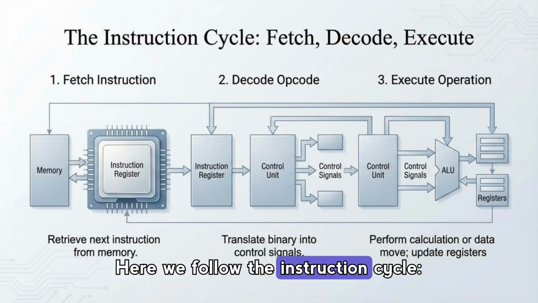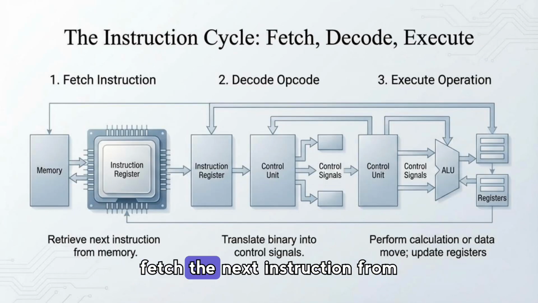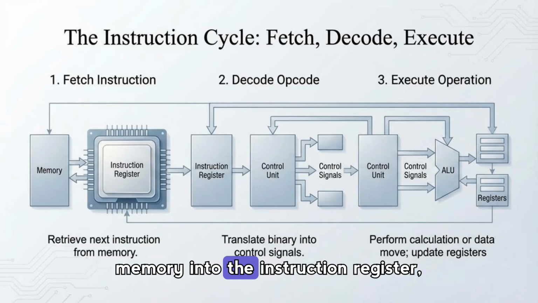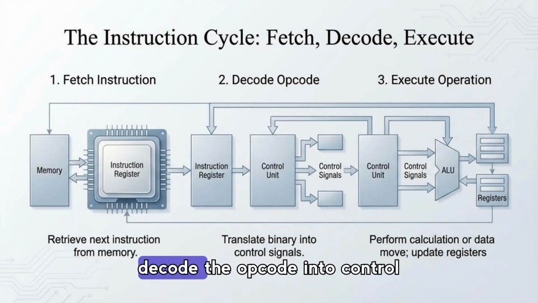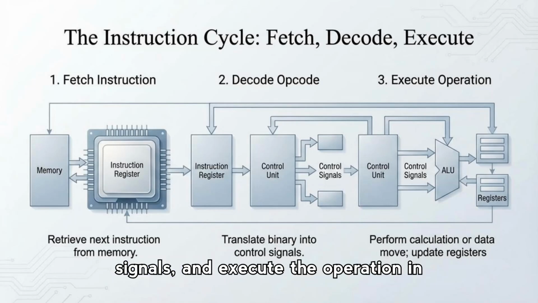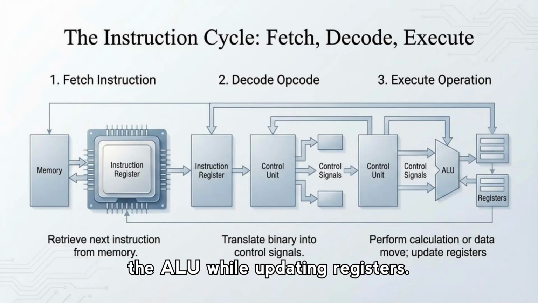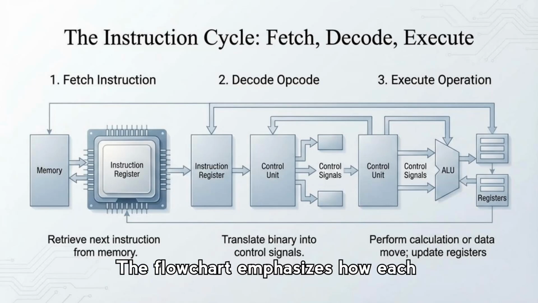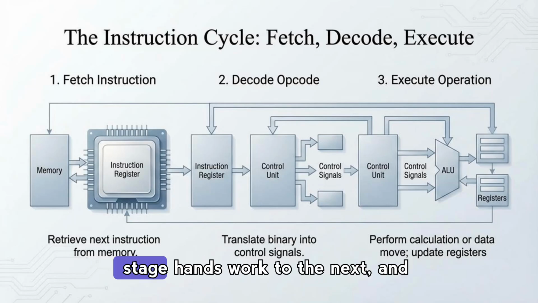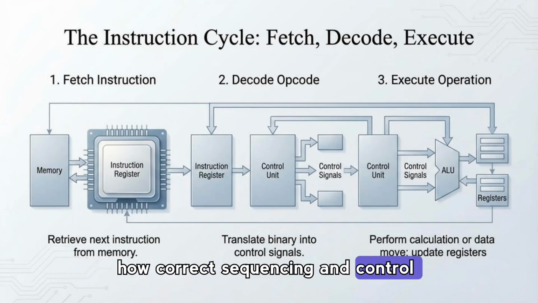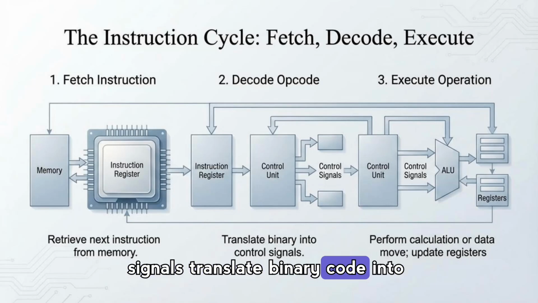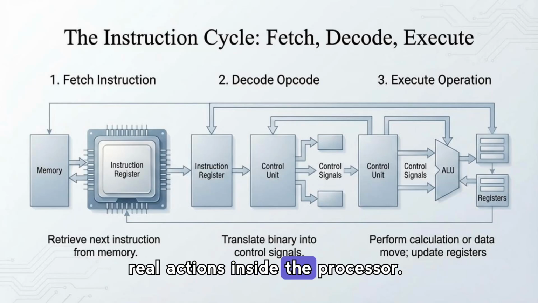Here we follow the instruction cycle. Fetch the next instruction from memory into the instruction register, decode the opcode into control signals, and execute the operation in the ALU while updating registers. The flowchart emphasizes how each stage hands work to the next, and how correct sequencing and control signals translate binary code into real actions inside the processor.